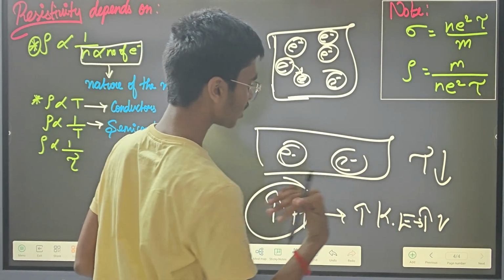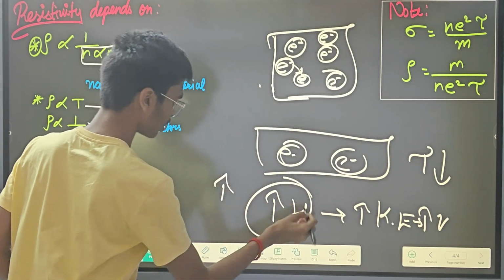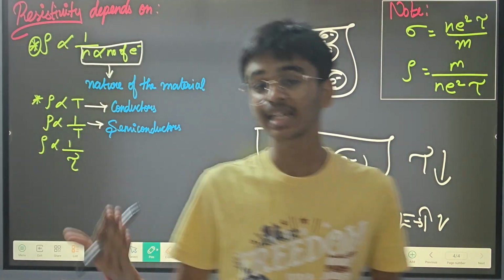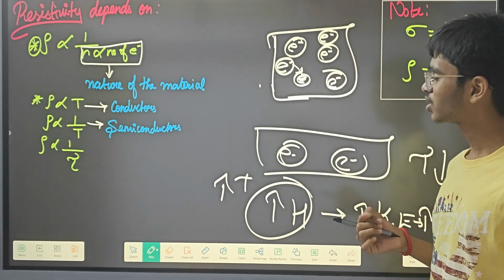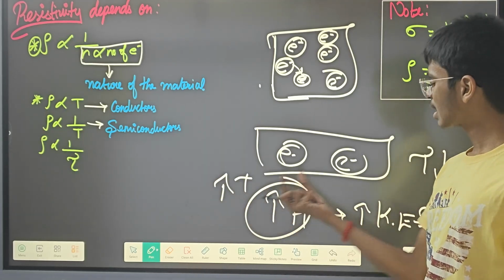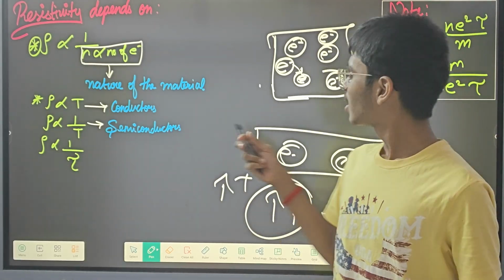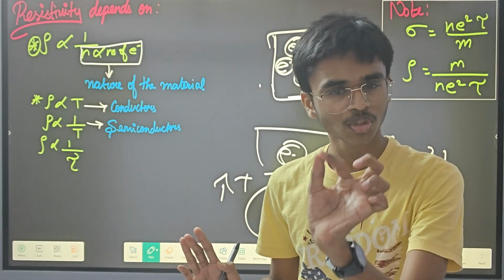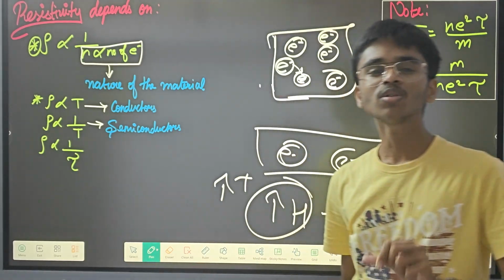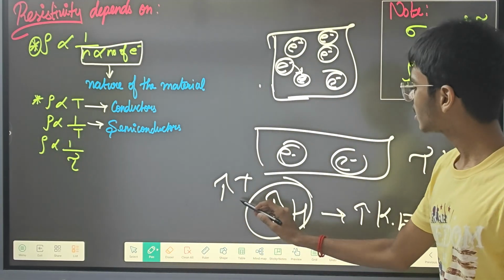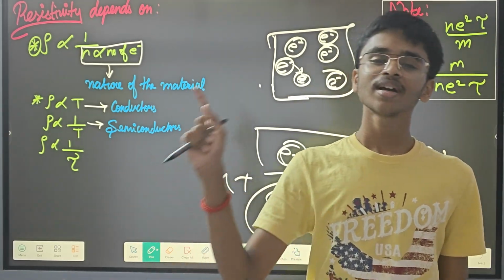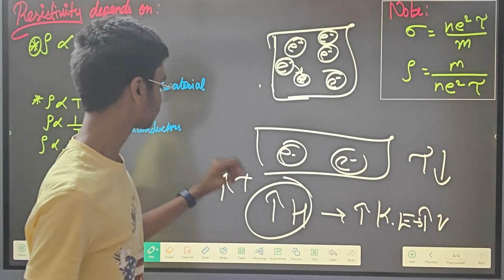So with an increase in heat, that is an increase in temperature, in conductors, temperature is inversely proportional to relaxation time. Temperature is directly proportional to resistivity. And resistivity is inversely proportional to relaxation time, because temperature is inversely proportional to relaxation time. That is why resistivity is inversely proportional to relaxation time. That is the sequence.